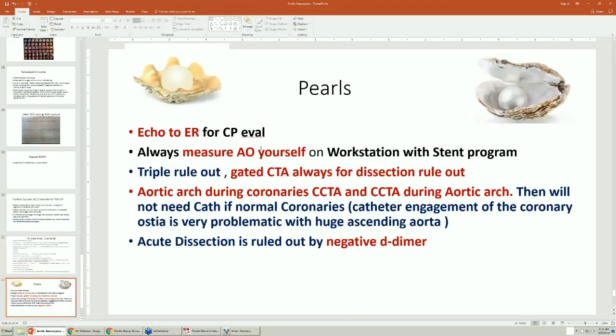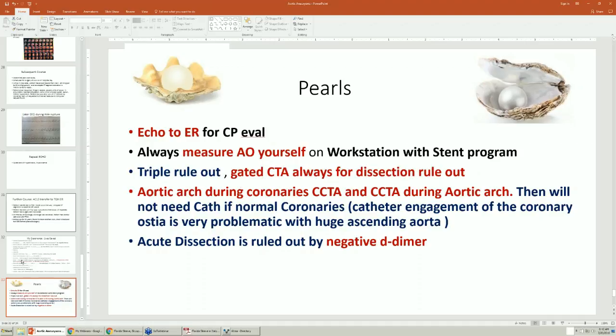So some pearls. Basically, echo in the ER is very important for chest pain evaluation. So the first thing I do at night when I'm called over here is to pick up the echo machine and head to the ER with it. Well, you should have one just hanging around the ER, but anyway, it's a small ER here, so that's what I do. And then always measure the aorta yourself. You can use the stent program on the workstation.